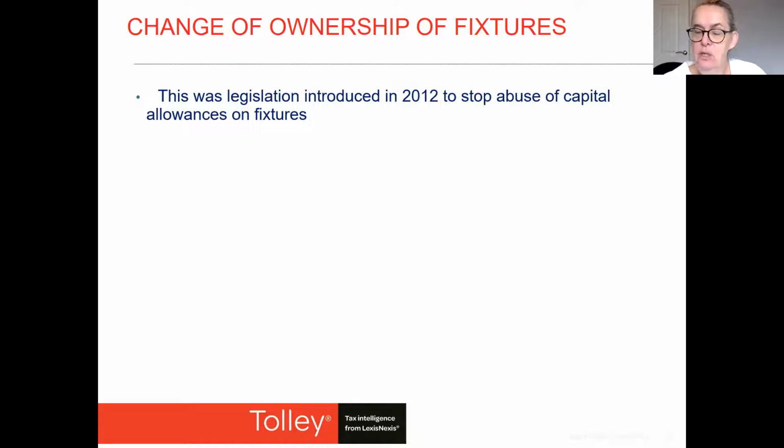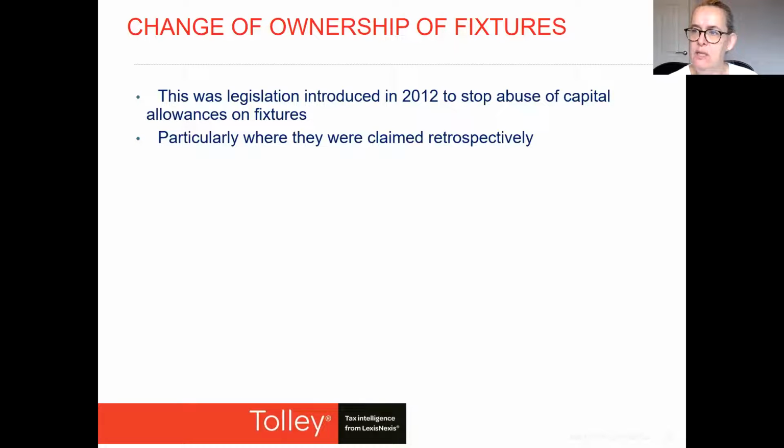So this is where it kind of gets a bit complicated. This is legislation that was introduced in 2012 to stop what the Revenue perceived to be abuse of the capital allowances provisions on fixtures. Prior to 2012, there was quite a lot of retrospective claiming of capital allowances in relation to fixtures on buildings. Somebody bought a property, part of what they paid for it should be allocated to fixtures but isn't, and then somebody comes along retrospectively and says, okay, we can do an assessment, we can work out what was in that property when you bought it, and then you can make a retrospective claim for capital allowances. Now, you can't always get annual investment allowance, but you can start claiming writing down allowance.